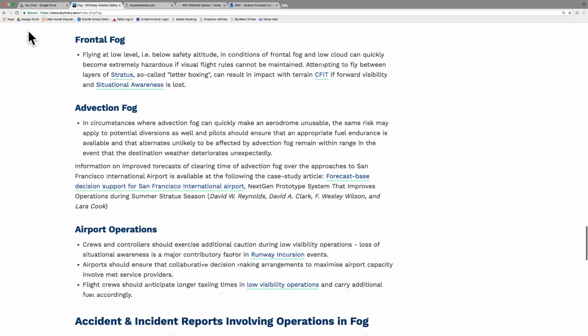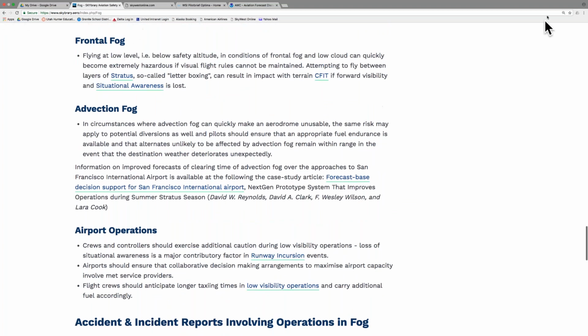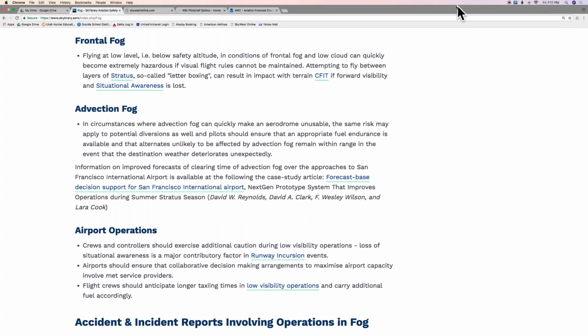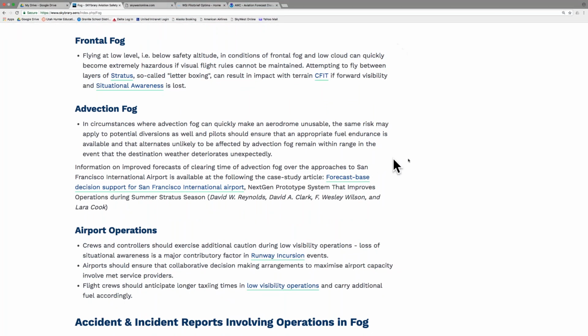But yeah, that pretty much covers the fog. Why don't we take a 10-minute break, and then we'll come back and we'll talk about adiabatic lapse rate.